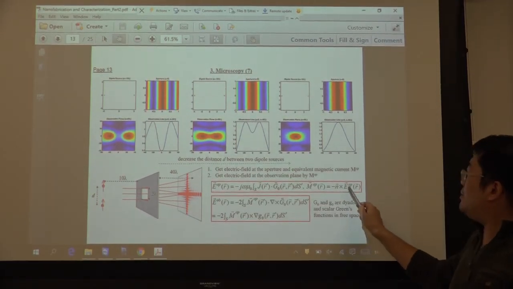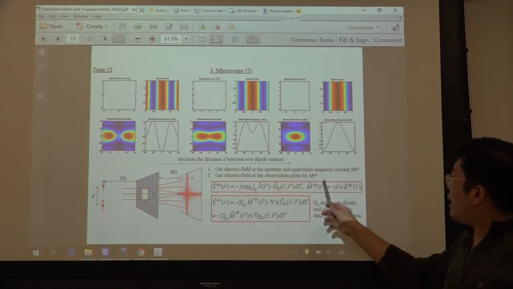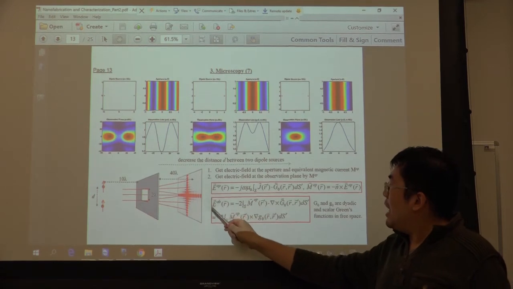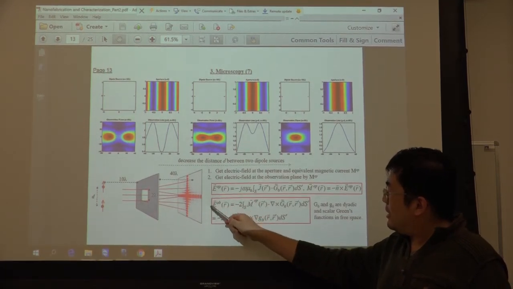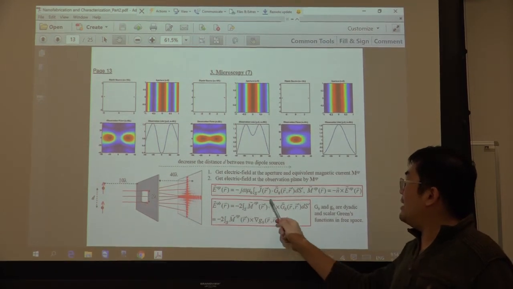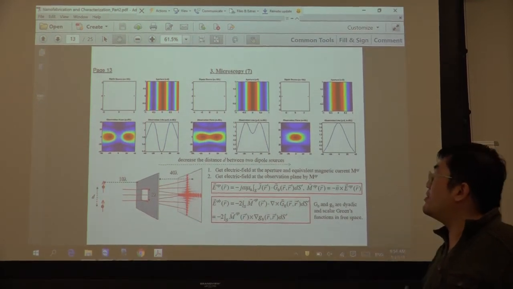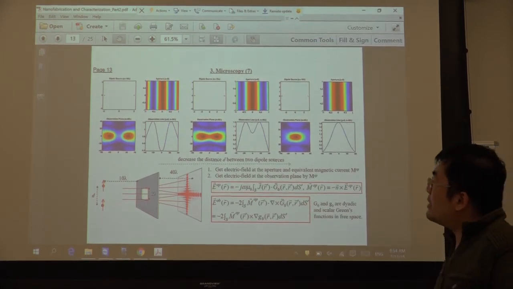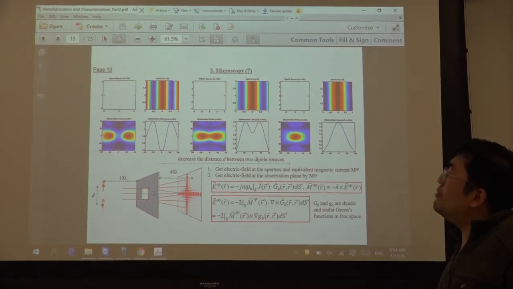E AP is E aperture. Then according to this equivalent magnetic current, get the E field at an observation plane. Use a magnetic dielectric Green function. So we use the Green function twice. It's a little bit technical. I have shown this code to you. In Moodle you can download.